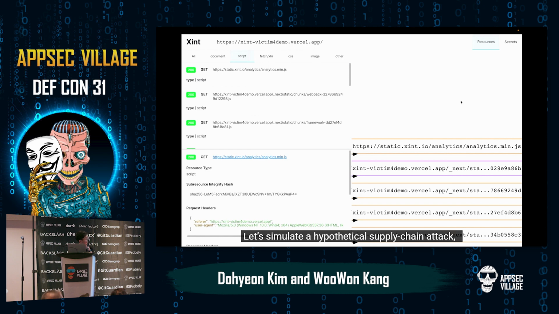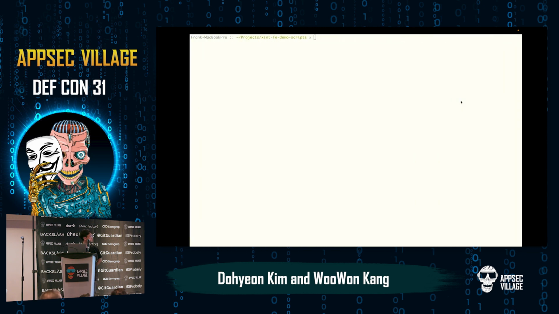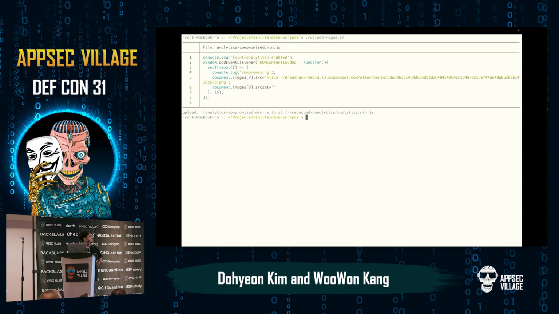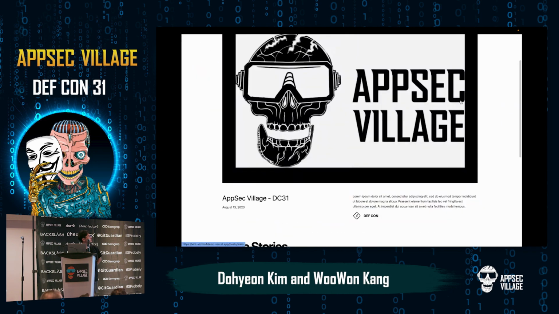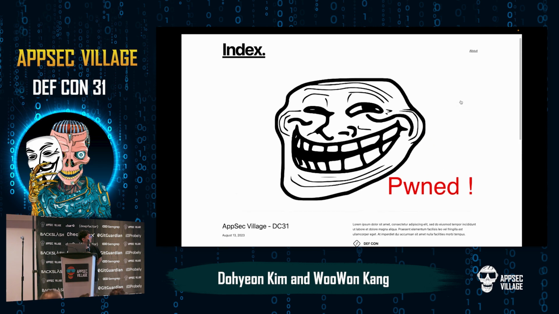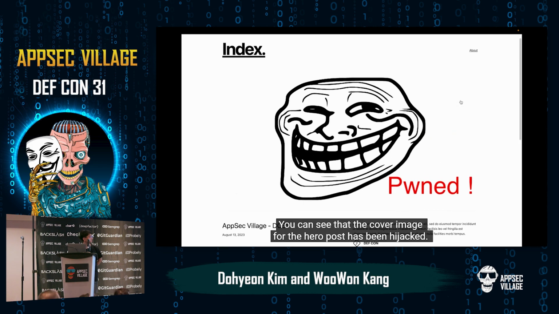Let's simulate a hypothetical supply chain attack by uploading a raw copy of the script to the static.synth.io site. Now, let's visit the site again to see what happened. You can see that the cover image for the hero post has been hijacked. We can use the resource insights to find out who loaded the rogue image.